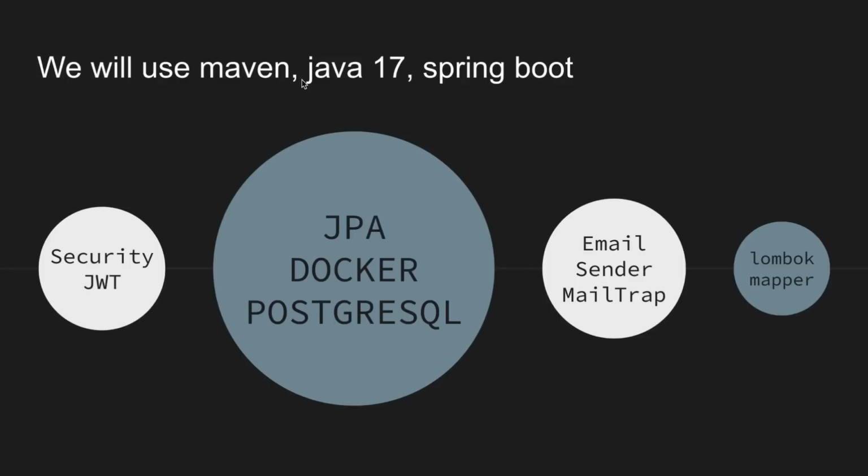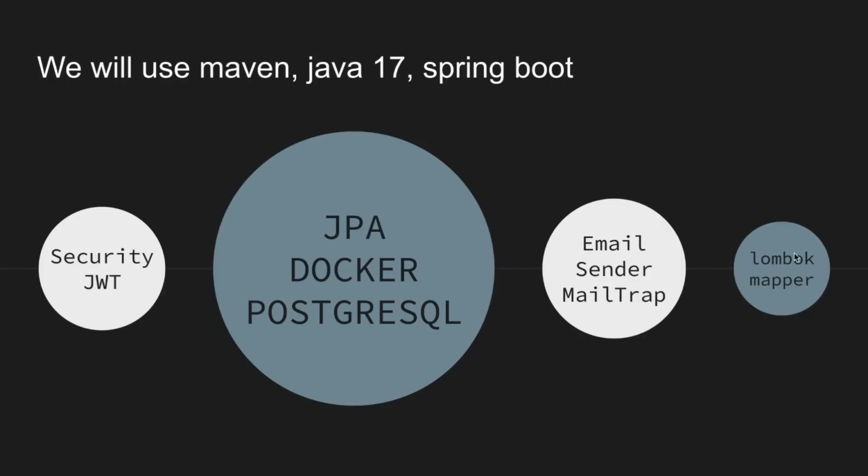Let's talk about what we are going to use for that. We are going to use JPA, Docker, and PostgreSQL. For security, we are going to use JWT, which means JSON Web Token. It is the best choice for you because you are a beginner. And after that, we are going to use Mailtrap for sending emails because it provides a free version of it for testing.